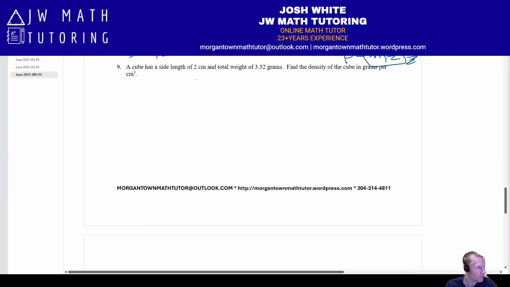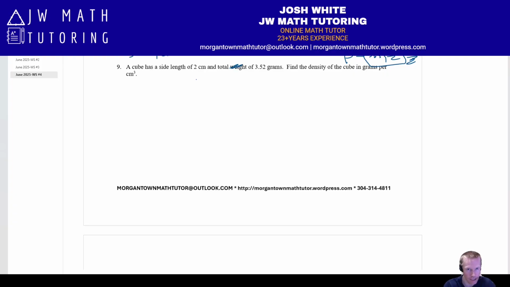All right, next up, question number 9. This one on the test supposedly mentioned something about trees, but again, I haven't seen a copy of the problem, so I don't know how trees were involved. But the whole idea was you were given the side length of something, and then you were also given the total weight. Technically, this should actually say mass, not weight.